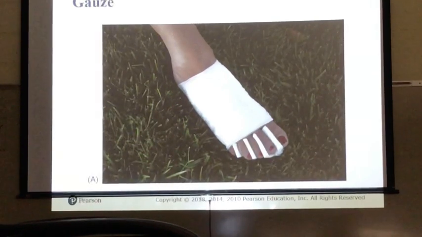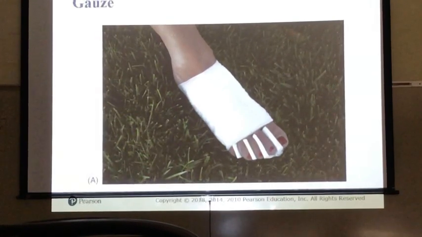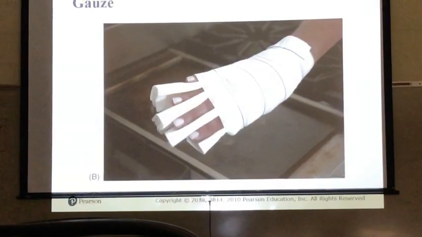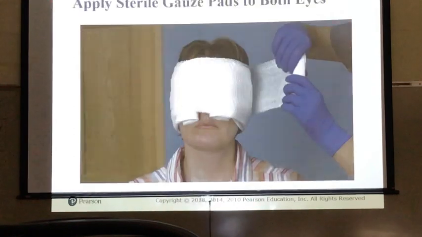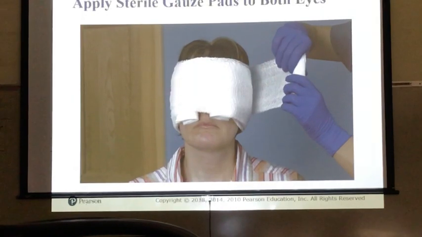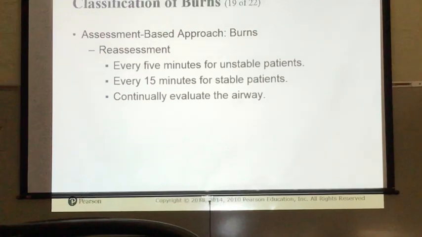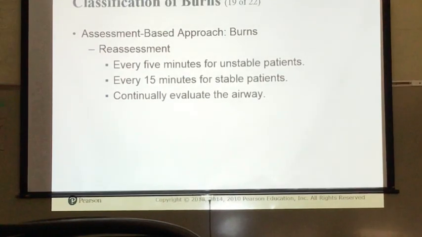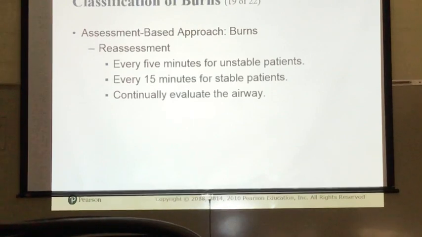Separate toes with dry, sterile dressings. You want to separate fingers as well with dry, sterile dressings. Alright? If the patient has a thermal burn, apply a dry, sterile dressing to both eyes to prevent simultaneous movement of the eyes. Continue evaluating the airway, especially if there are burns to the face. Swelling or closure of the airway can be rapid, and emergency medical care needs to be accomplished quickly.